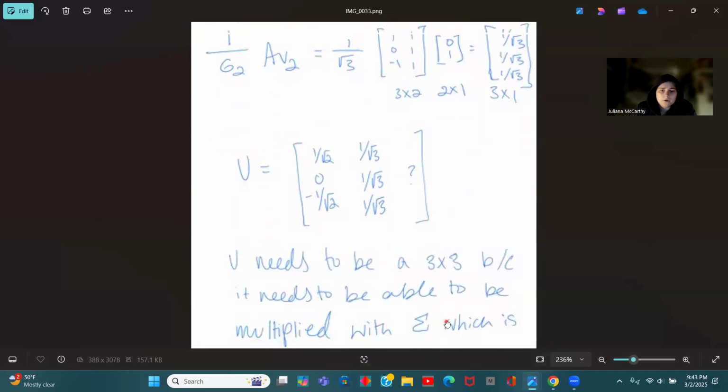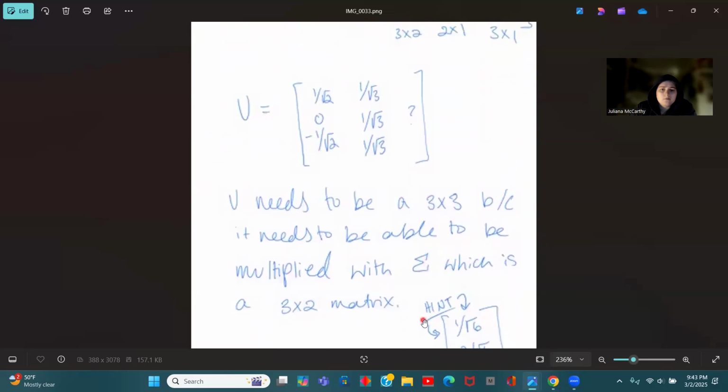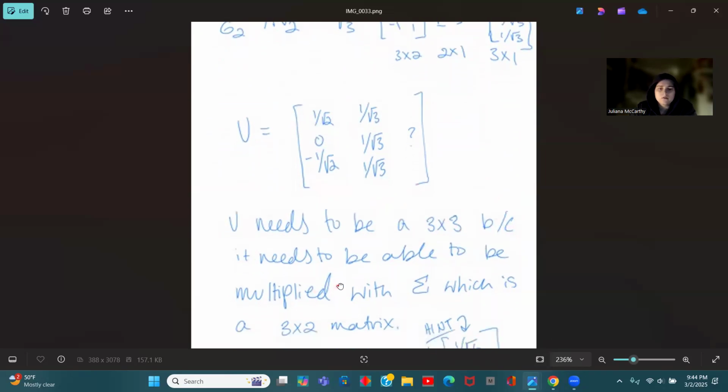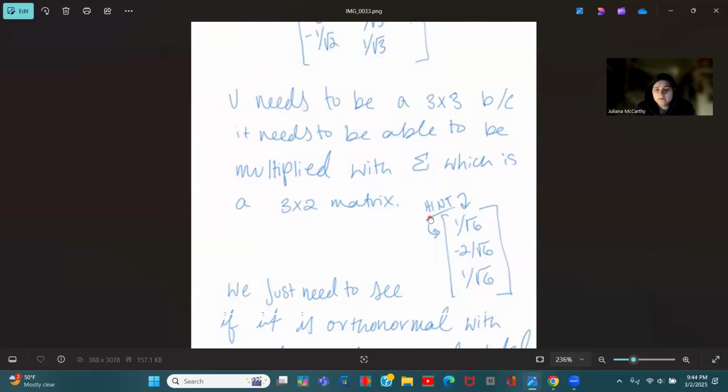But how many more vectors do we need? To be able to be multiplied with sigma, which was a 3 by 2, this is a 3 by something multiplied by 3 by 2. We know that the inside numbers need to match, so it has to be a 3 by 3. So now we have to find that third column vector. And we were given that hint in the beginning. We were given that this could be used as a column vector of u.